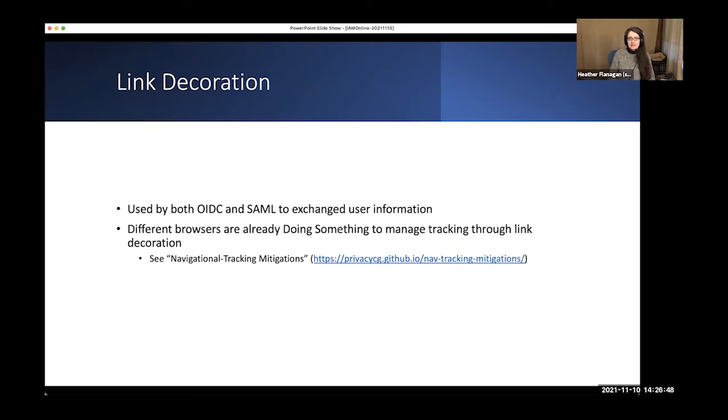Okay, so link decoration. As much as third-party cookies are going to be difficult for us as they go away, in terms of what that means and what kinds of things break, link decoration is the really big deal. This will impact both OpenID Connect and SAML. And depending on how they go about it, we're actually going to have to see changes made down at the protocol level in order to support whatever they might be doing.